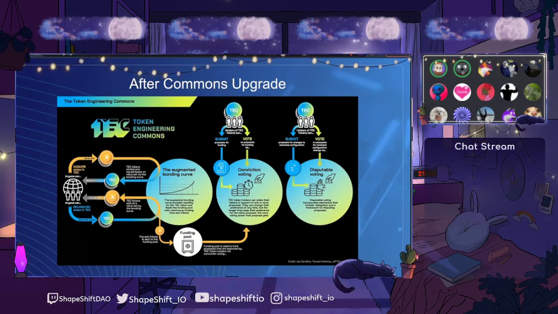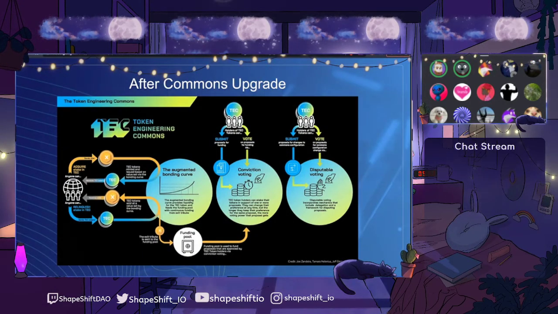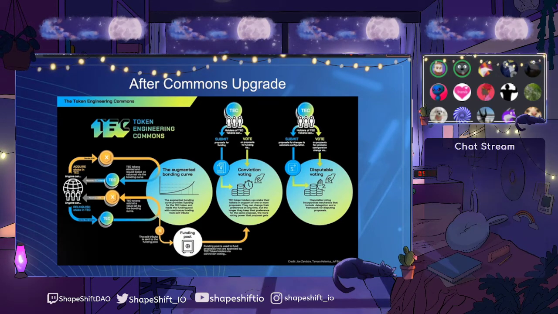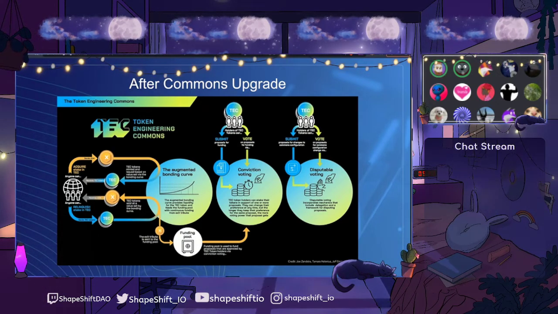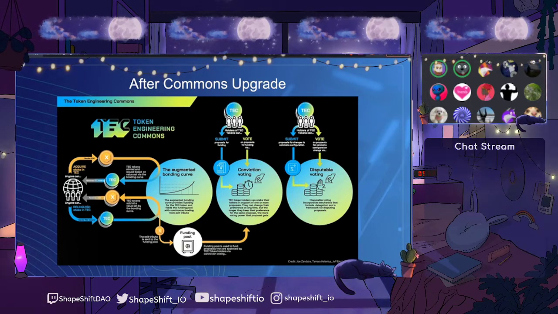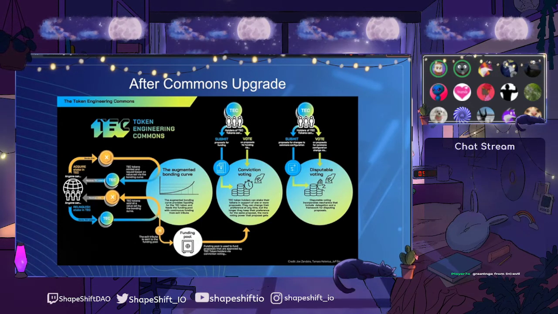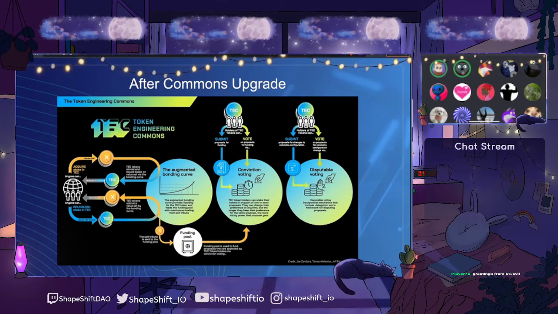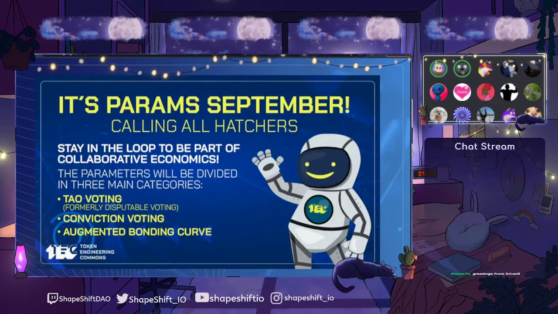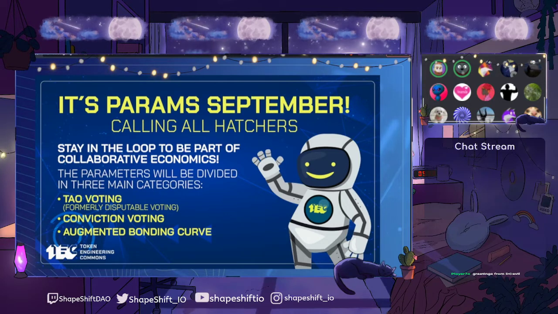After the Commons upgrade, once we pick our economic design, we're going to be using an augmented bonding curve to fund our common pool, which is the one that we're going to use for funding proposals that advance token engineering. Before I get into the Commons configuration dashboard, I just wanted to give you some background on some of the stuff that we've been doing in communications.